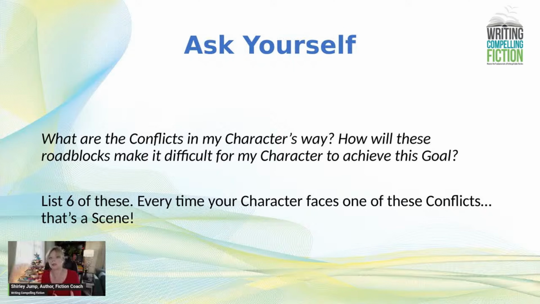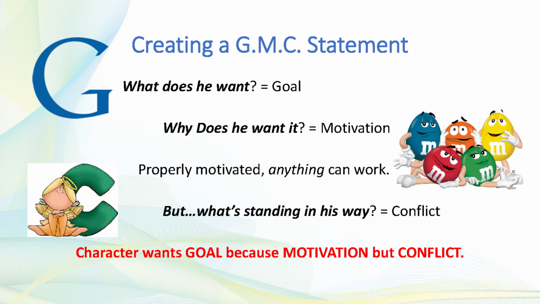How can I tie these two things together? Let's move on to creating the GMC statement. So your GMC statement is: the character wants what, because of the motivation, but conflict. What do they want? That's their goal. Why do they want it? That's their motivation. And what's standing in their way? That is their conflict. Take a second to kind of write that down.